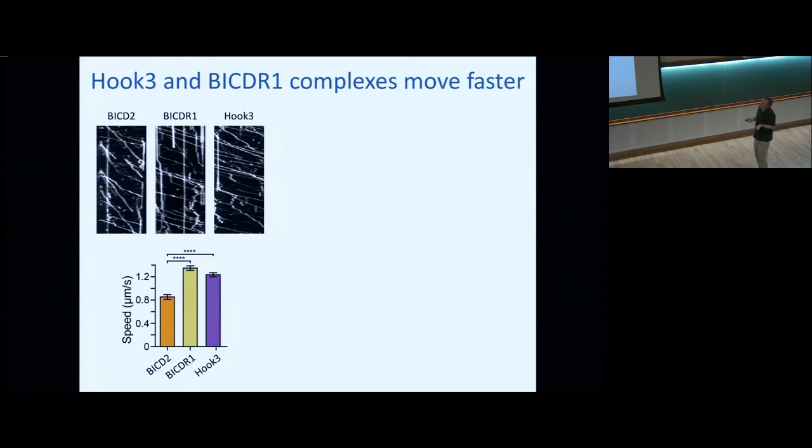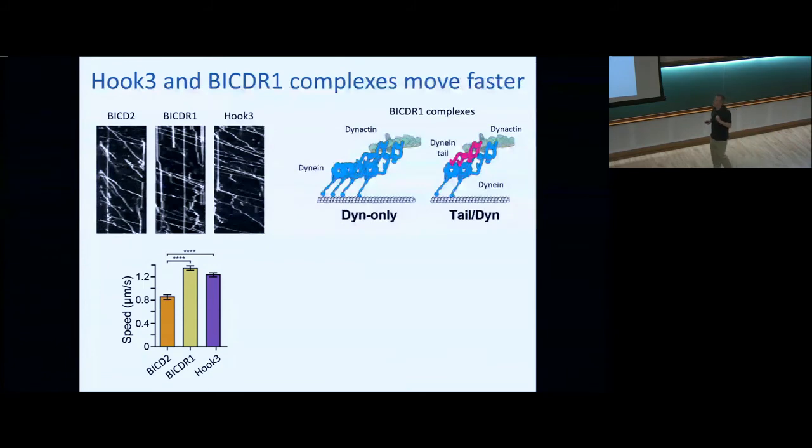So to get at the question of whether two were required, we did a single molecule assay where we labeled dynein, full-length dynein, in one color, and then we labeled one of our tail constructs in a different color.